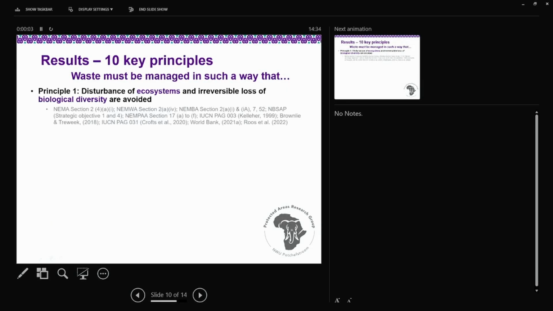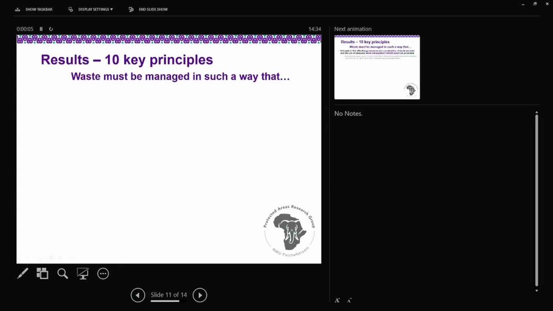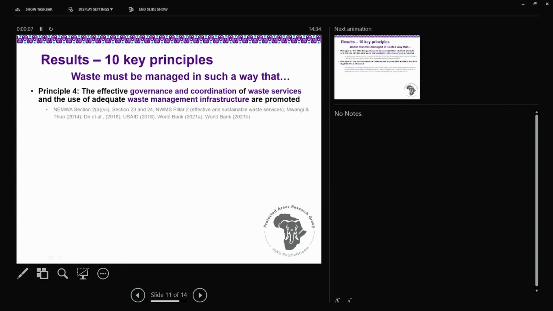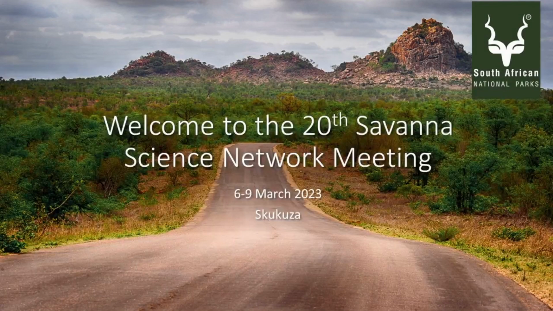There we are. So there we see the first principles that I spoke about. The fourth principle is all about effective governance and ensuring effective governance, the coordination of waste management services, and also providing adequate waste management infrastructure. Principle 5 looks at the sustainable use of resources, promoting the sustainable use of resources, but also viewing waste as a resource. 6 looks at avoiding and managing negative impact on the environment, but also on environmental rights of people.